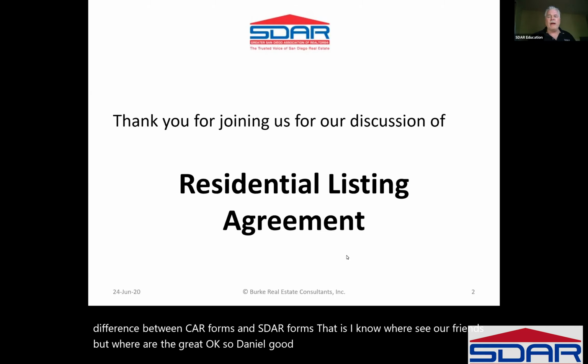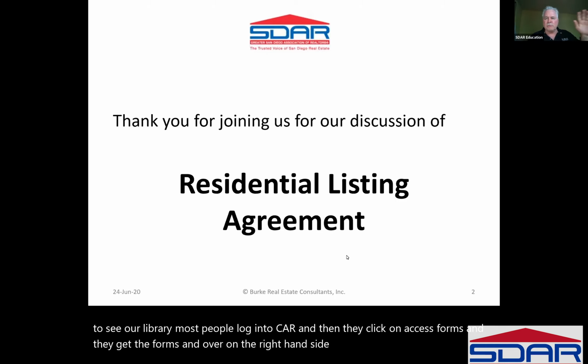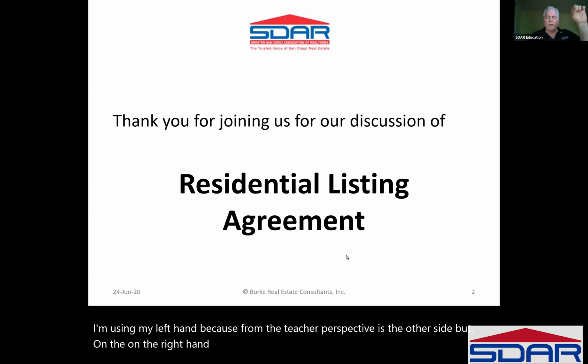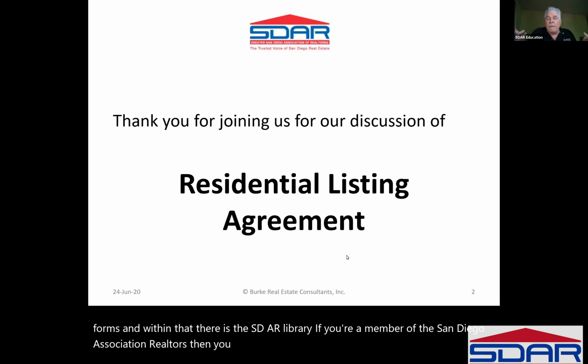When you go to the CAR library, most people log into CAR, and then they click on Access Forms, and they get the forms. And over on the right-hand side of the forms, and I'm using my left hand because from the teacher perspective it's the other side, you click the drop down, and you get all the forms. And within that, there is the SDAR library. If you're a member of the San Diego Association of Realtors, then you get the library for free. Certainly a benefit of membership.